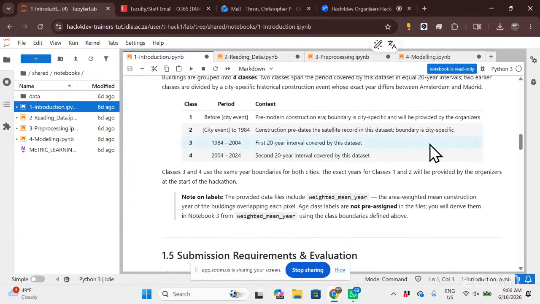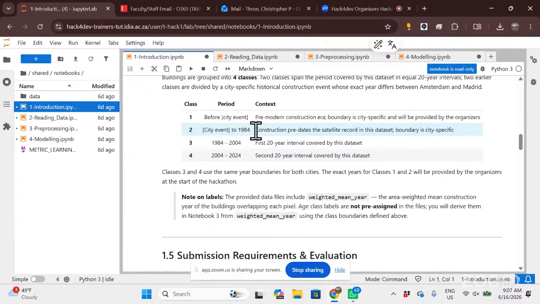All right, 4 age classes. The satellite data has 40 years of data from 1984 to 2024. So we have 2 classes during the time of satellite observation, and then we have 2 classes before. The 2 classes before are demarcated by a significant event, and that significant event is determined by that city's individual history. So if we applied this to a different city, we would choose another different significant event, right?